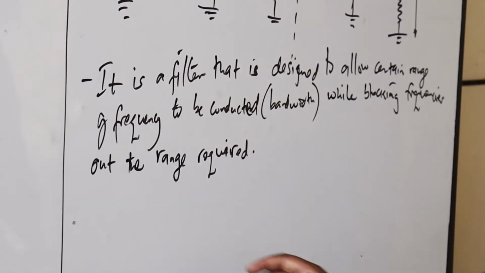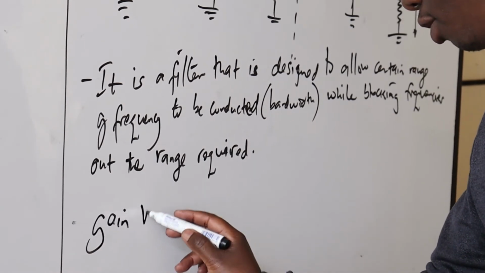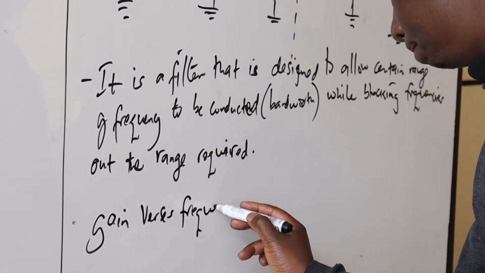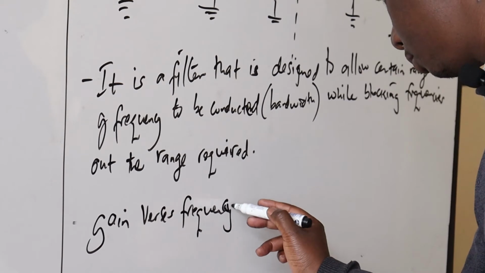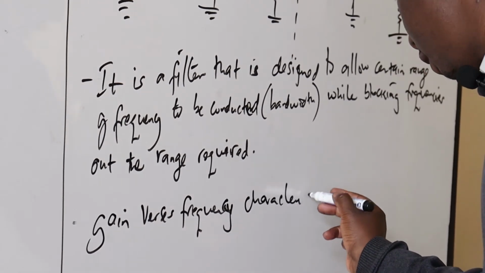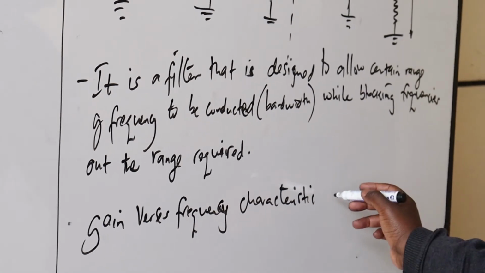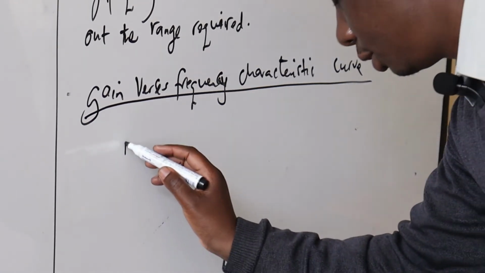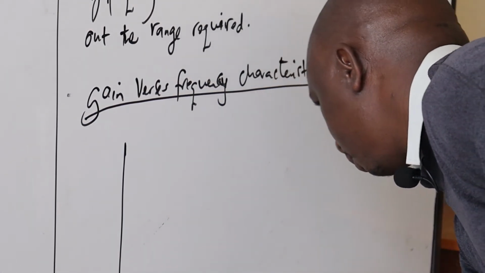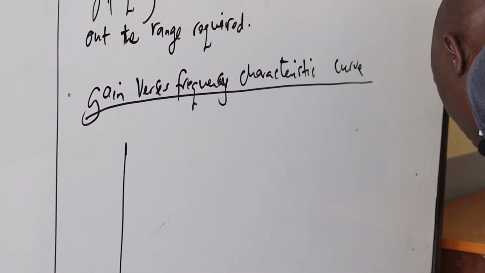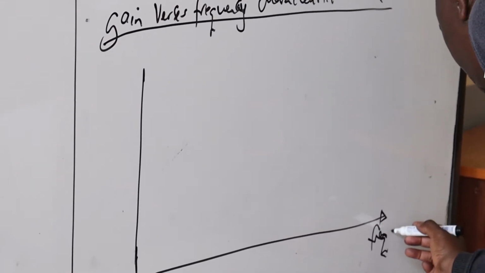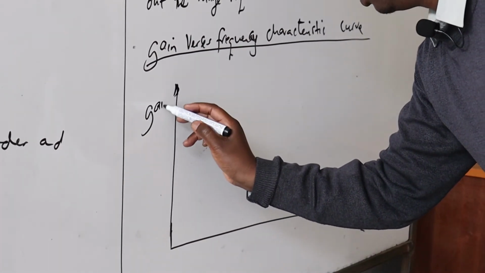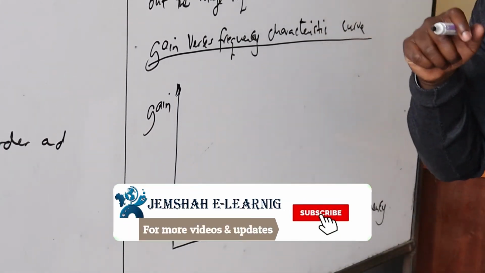So we shall have a sketch of this so that we can see how the two are found. We're talking about the gain versus frequency characteristic curve. So we sketch that. This end is frequency, this end is gain.